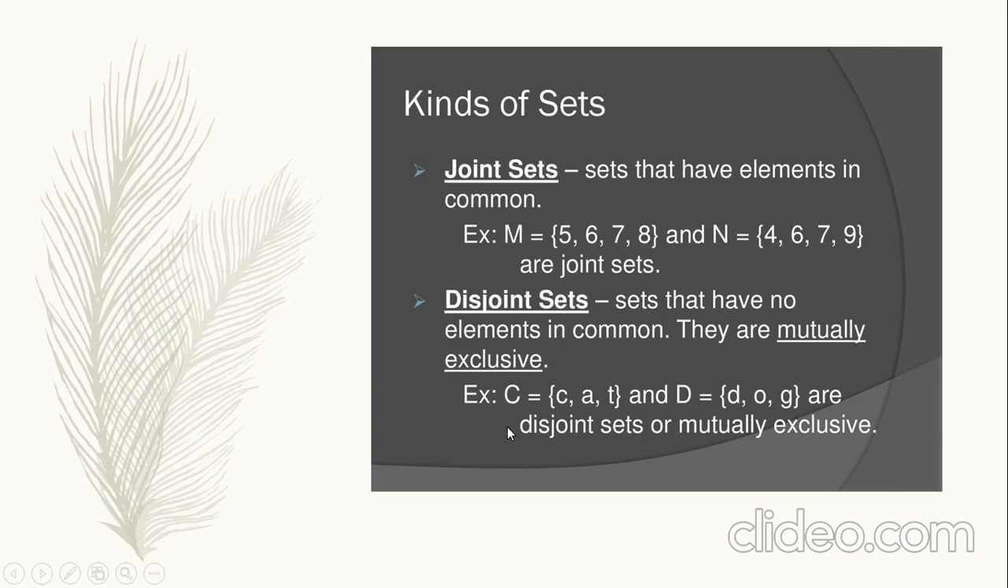So example, we have set C consisting of elements C, A, and T. And for set D, we have elements D, O, G. If you look at it, there are no elements in C that can be found in set D. So this is called disjoint sets because they have no elements in common. Okay.